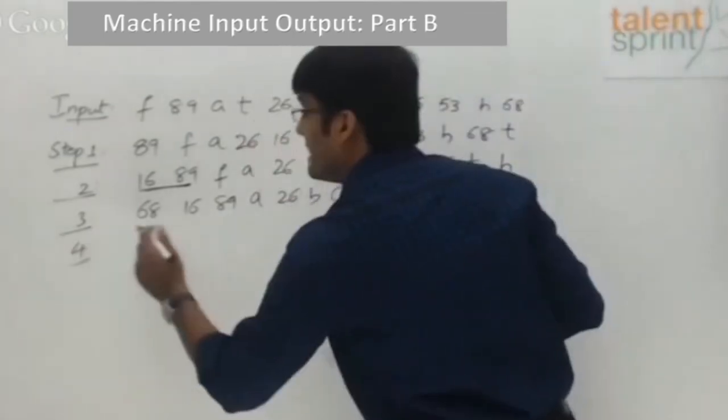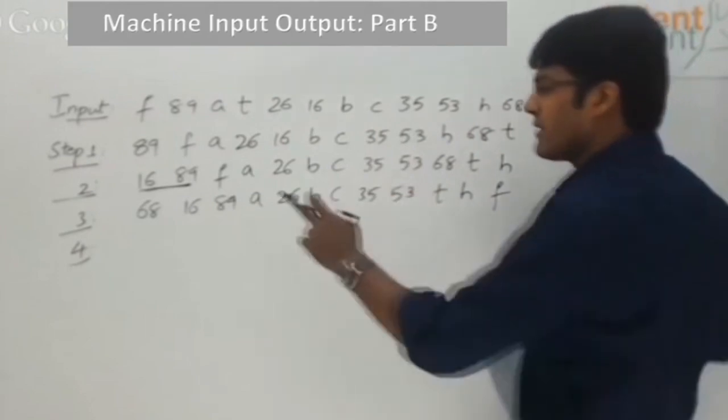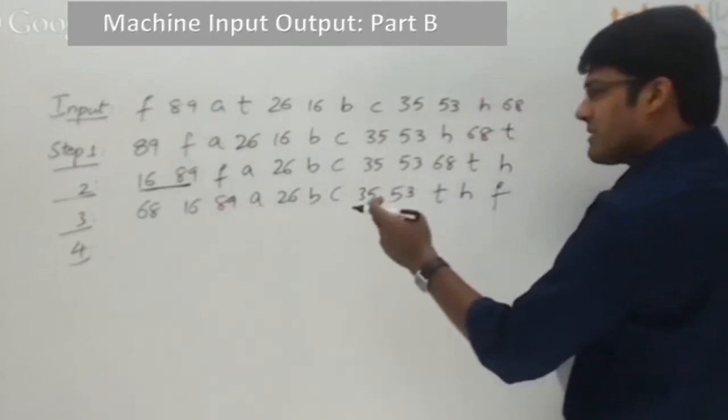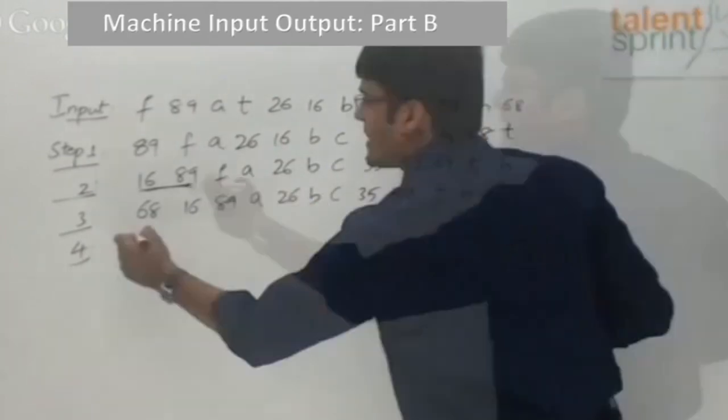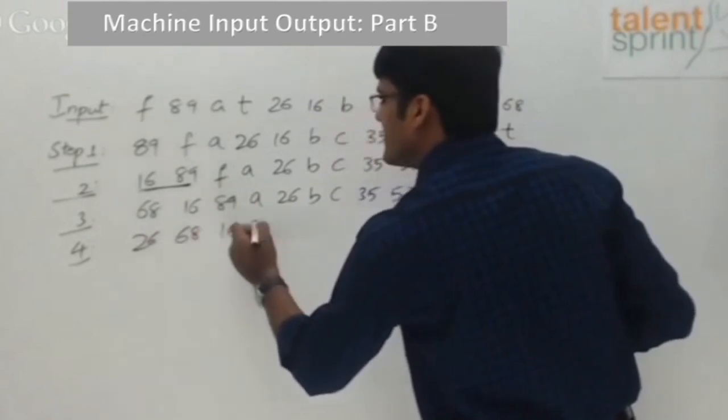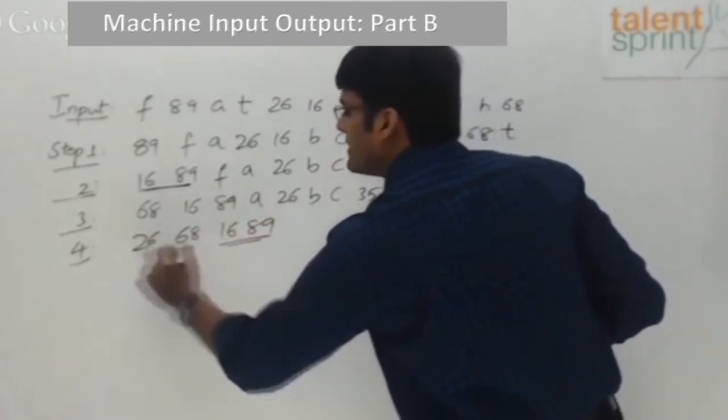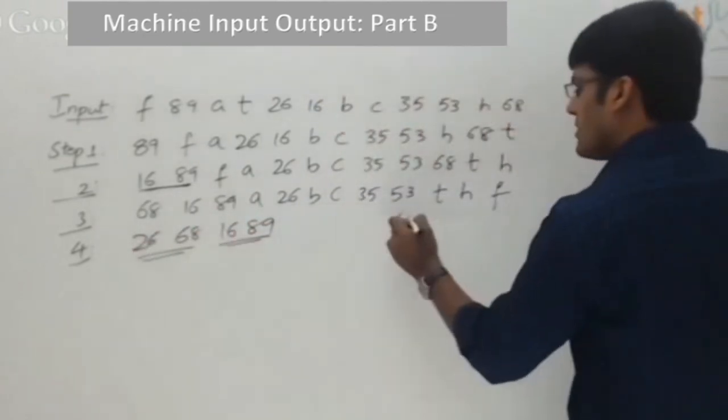Then step 4. Now get the second smallest number. So after 16, what's the second smallest number? 26. So 26 will come here. So 26, 68, 16, 89. So this is one pair. This is second pair. And here we have got T, H, F.